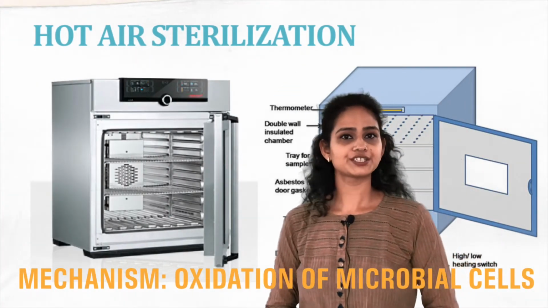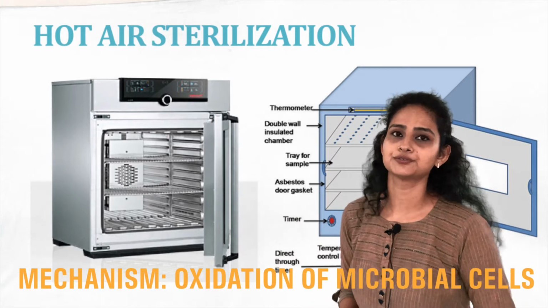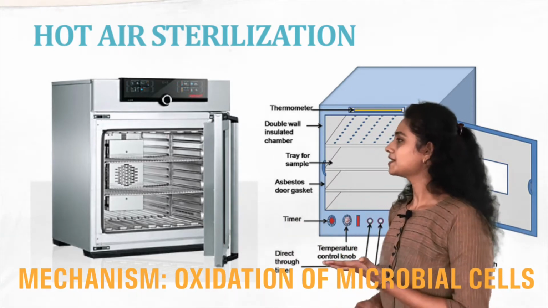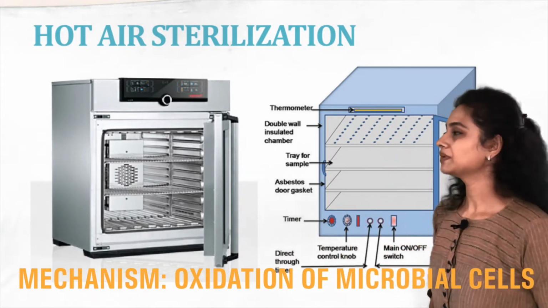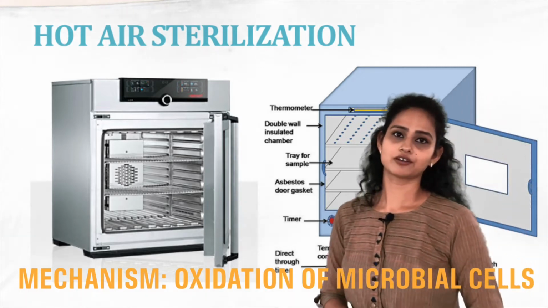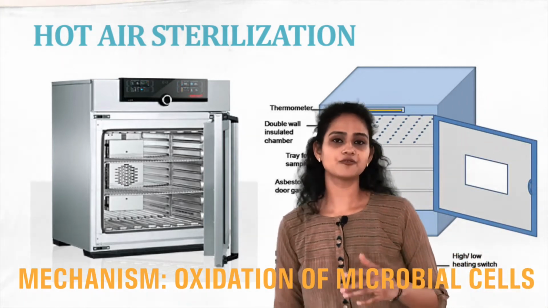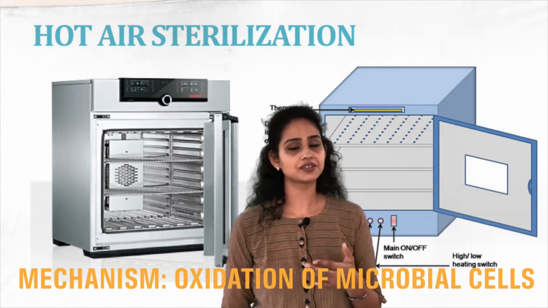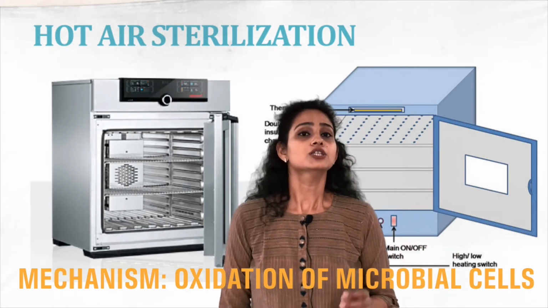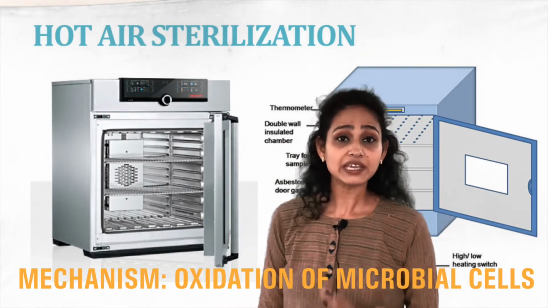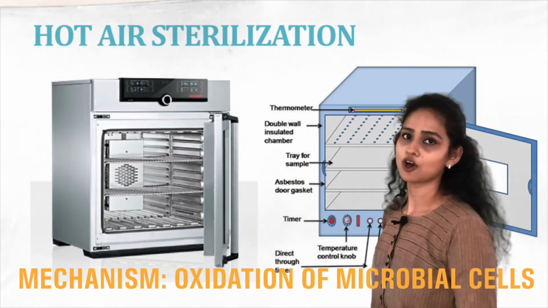Now for hot air sterilization, the instrument which we are going to use is the oven. So this is the diagram of the oven. The main mechanism of killing of microorganisms is oxidation of the microbial cell. This mechanism of killing of microorganisms is important, that you need to remember. So yes, microorganisms will be killed in a hot air oven by the oxidation method.